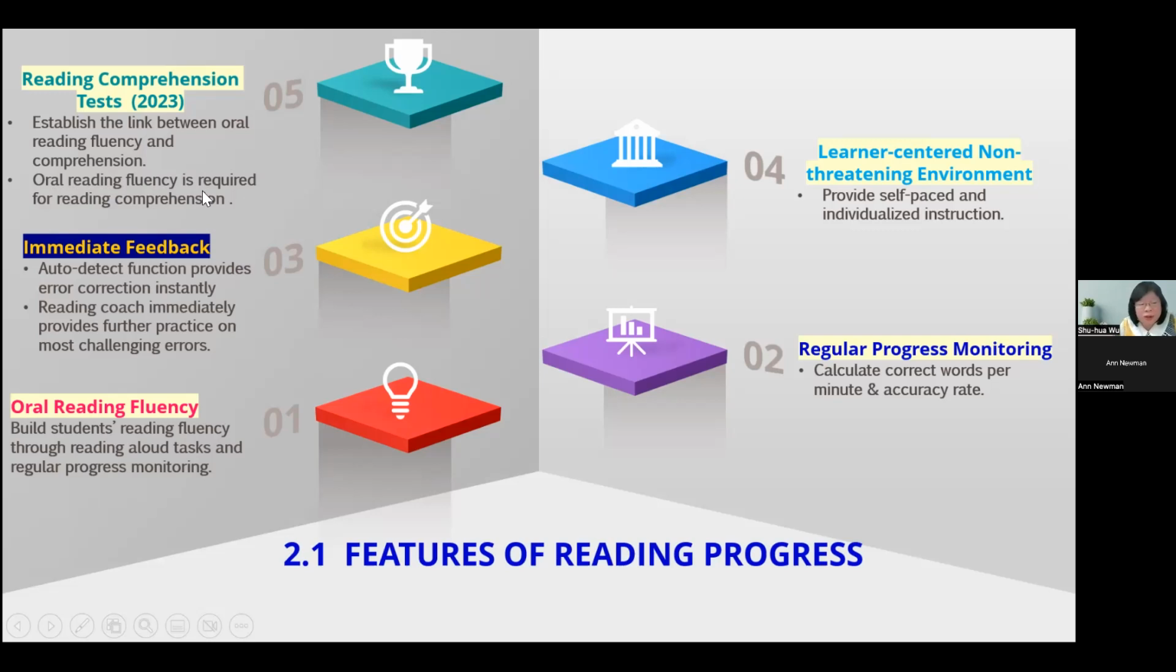In other words, they show the strong correlations between these two parts. So in order to help our students have good reading comprehension, they have to establish oral reading fluency. So this program is set up in response to the Stanford University research that 30% of students fell behind during the pandemic time in terms of oral reading fluency.